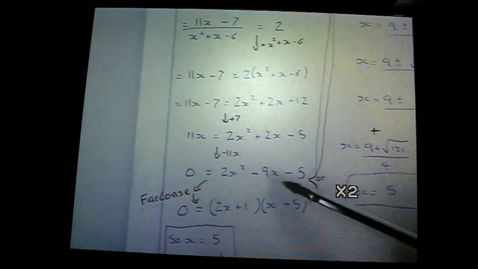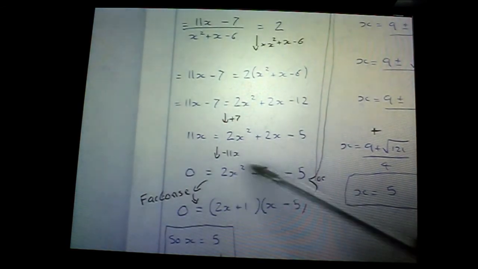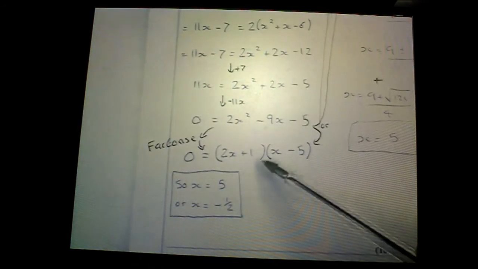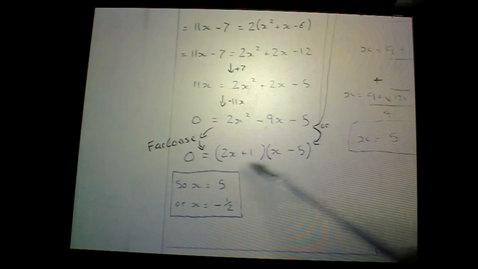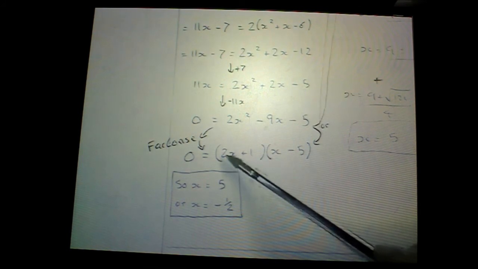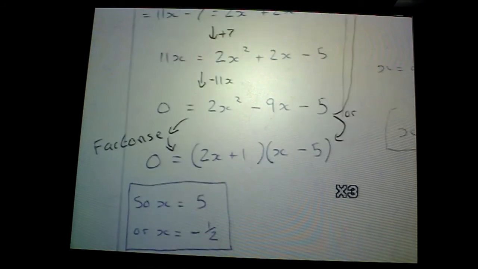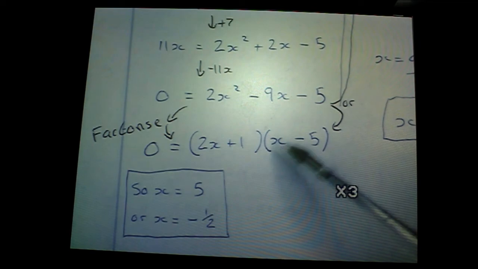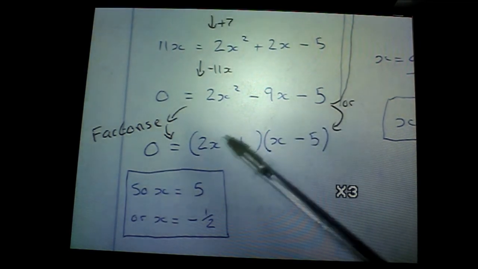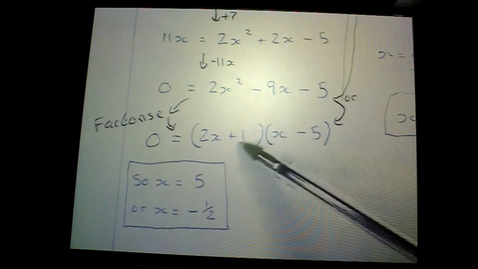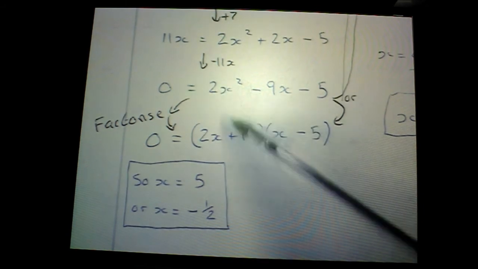So when you get to this stage, there are 2 things you can do. You can factorise it, which is what I've done here, and then you can work out that x is either 5 or minus a half, because you've got to have this bit multiplied by this bit to make 0, and the only way you can do that is for one of the brackets to equal 0. So if x was 5, this bracket would equal 0, and if x was minus a half, this bracket would equal 0.